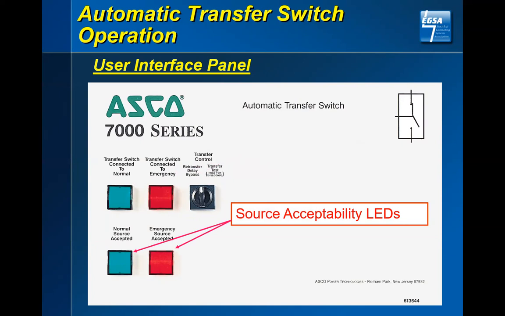Well, why do I want to know that? Well, I'm still on emergency, but I see my normal source came back. It's past the timer. Why didn't I retransfer? Those are the 2 conditions where you may have to pick up an accessory in order to have an additional set of contacts so that you can notify somebody which source is available.